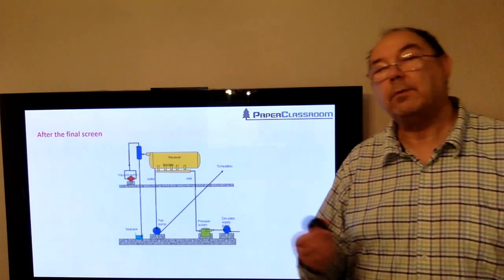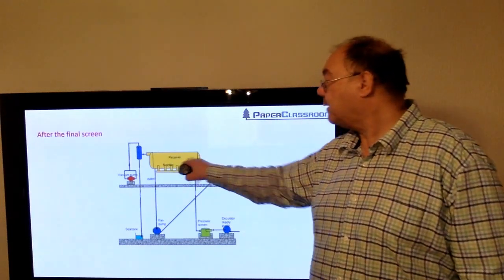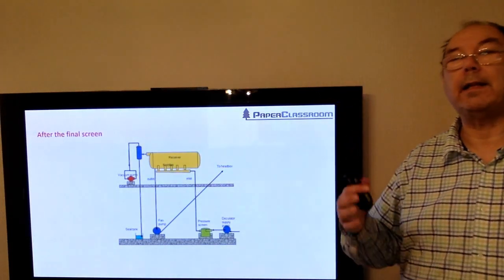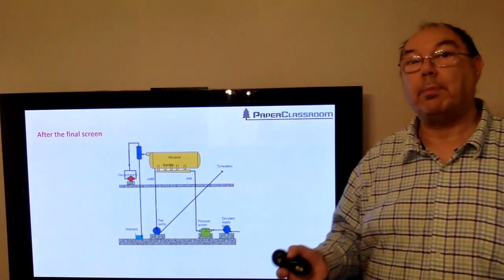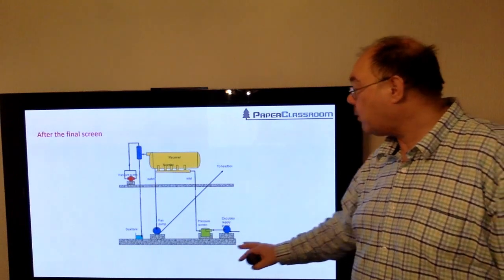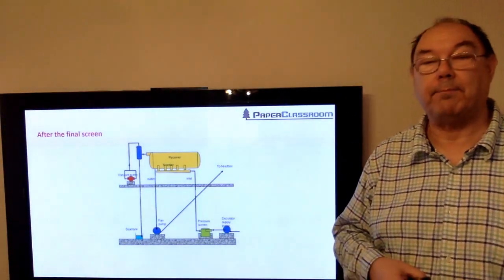How do we get rid of it? We get rid of it with a deculator. What does a deculator look like? It's something that we keep fairly high up in the process, and it's basically like a big tank that we apply vacuum to. And what we do is we apply so much vacuum that when we push the stock in there, it will boil at whatever temperature it's at.